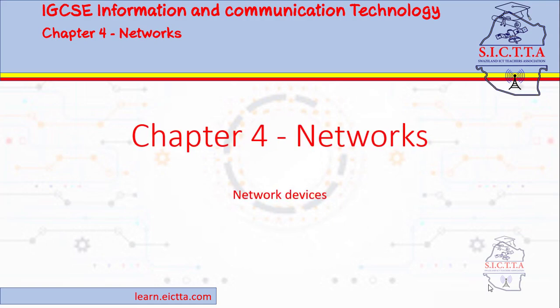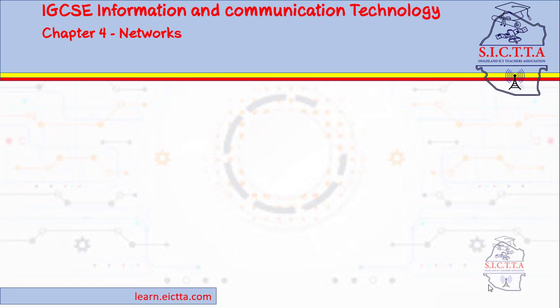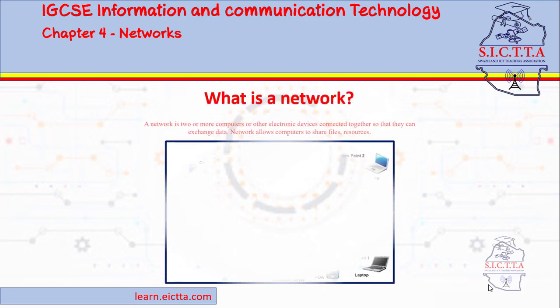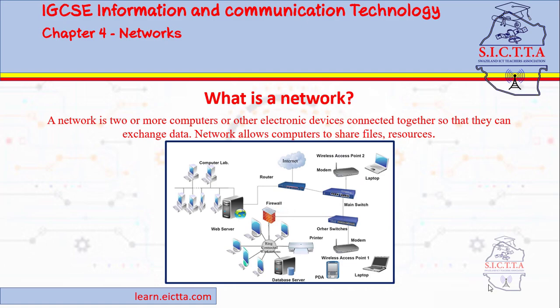Today we're going to be looking at computer networks. We're going to be looking at the first part of computer networks. We're going to be defining networks first, looking at what a computer network is. A computer network is two or more computers or other electronic devices connected together so that they can exchange data. Networks allow computers to share files and resources.